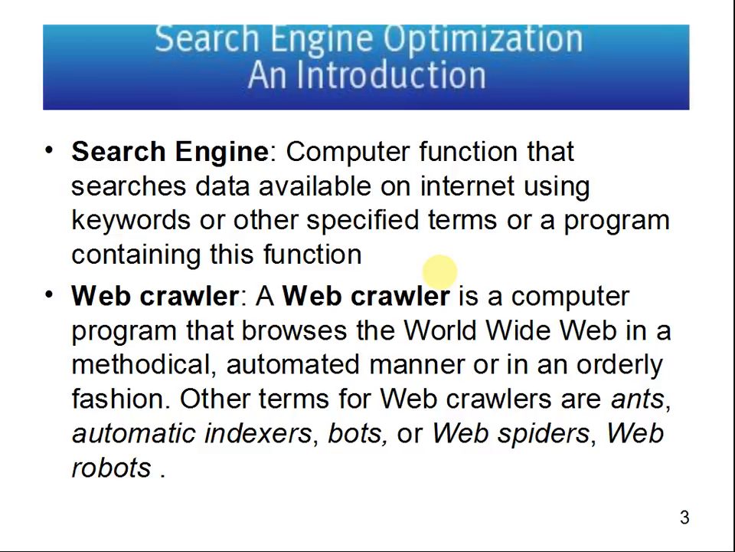So what is a web crawler? A web crawler is a computer program that browses the World Wide Web in a methodical, automated manner or in an orderly fashion. We can also call web crawlers ants, automatic indexers, bots, web spiders, or web robots. There are various terms used in search engine optimization.